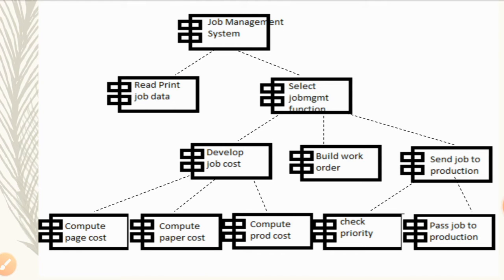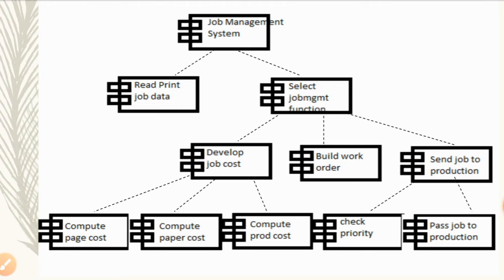Once you develop the job cost, then you can compute the page cost, you can compute the paper cost, you can compute the product cost. Or once the job is sent to the production, then you can check the priority, or you can pass the job to the production. So this is the conventional view for your printing machine. So first of all, you are going to do the job management system.